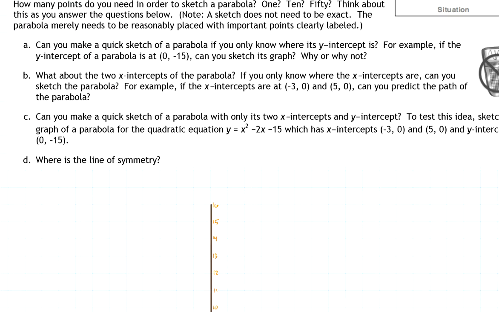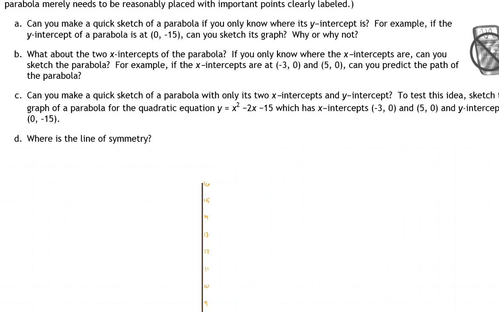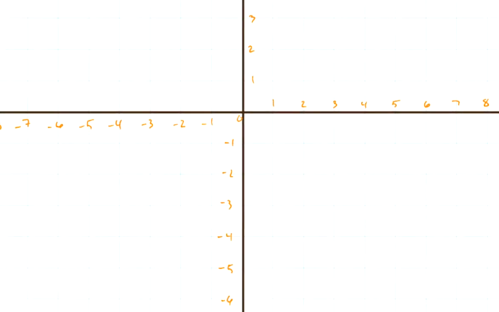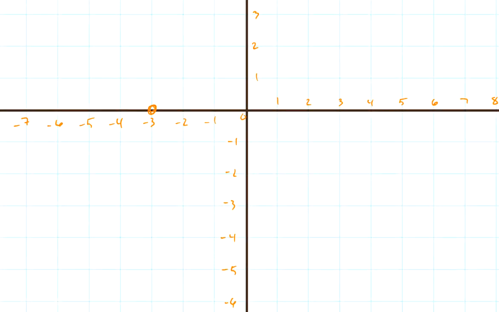What about two x-intercepts of the parabola? If you know where the x-intercepts are, can you sketch a parabola? For example, if the x-intercepts are at -3 and 5, can you predict the path of the parabola? Or (-3, 0) and (5, 0). Let's see. If I have the point (-3, 0) and the point (5, 0), is that enough to come up with the graph of this parabola? I think that's certainly better than before, but I really have no idea what this parabola is doing.